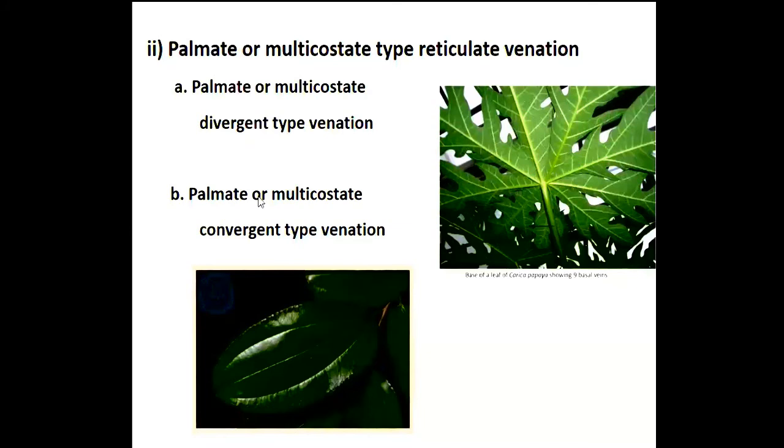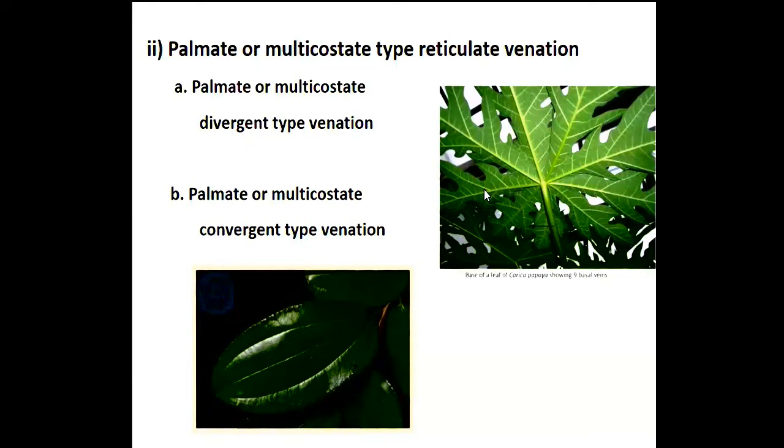Sorry, guys. The first one was unicostate, and this is the multicostate. Multi means more than one. If you think about the papaya leaf, there is 1, 2, 3, 4, 5, 6, 7, more than one midrib present in this leaf, and they diverge from a common point. This is the theme of a palmate compound leaf, right? So why is this palmate or multicostate type reticulate venation?